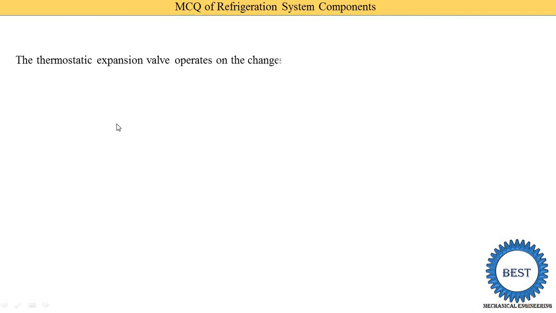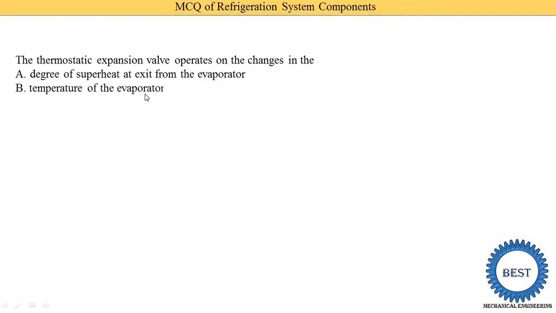The thermostatic expansion valve operates on a change in the degree of superheat at the exit from the evaporator, temperature of the evaporator, pressure in the evaporator, or none of the above. We know that the thermostatic expansion valve operates on the degree of superheat.